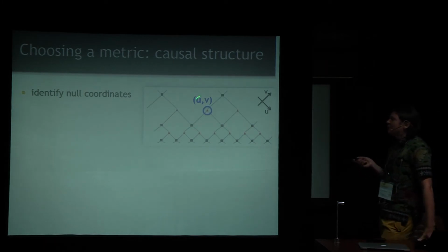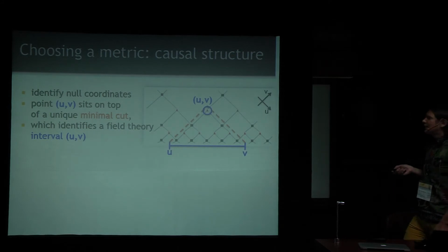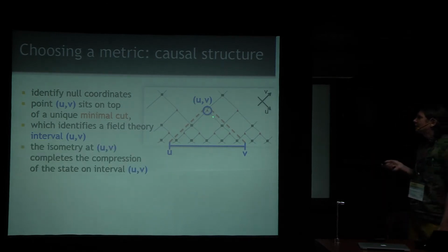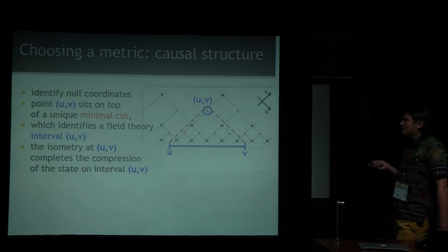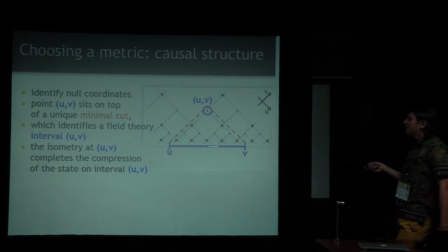Let's talk a little more about what the significance of these null coordinates is, though. So suppose that I have a point which in this coordinate system has coordinates u, v. What can I do with this point? I can drop a unique minimal cut from this point in the network. And then this minimal cut defines for me a unique interval in the field theory. And the coordinates of the endpoints of that interval are precisely u and v, the light-like coordinates of the point I started from. One way to say this is that this point over here, if it happens to be an isometry in the tensor network, is the final isometry which is necessary to compress the state of the interval u and v to bring it to the compressed form which lives over here.